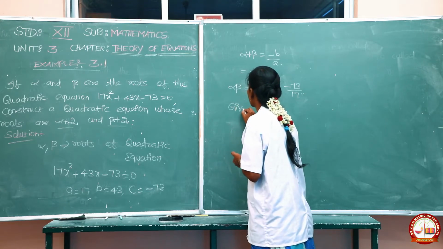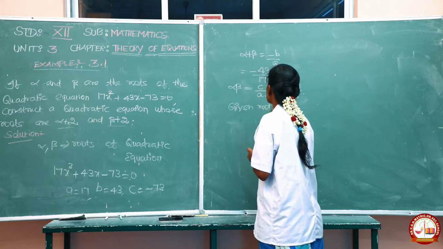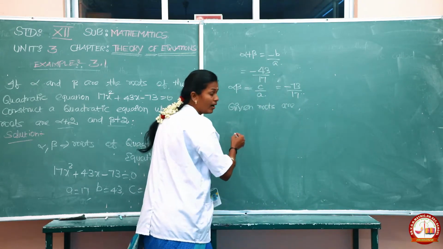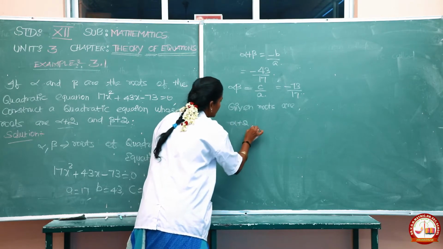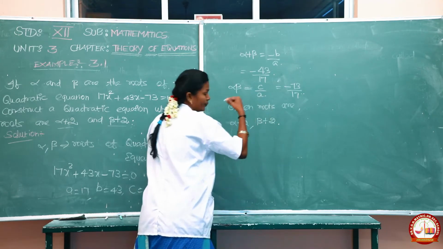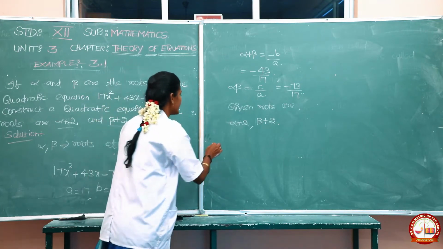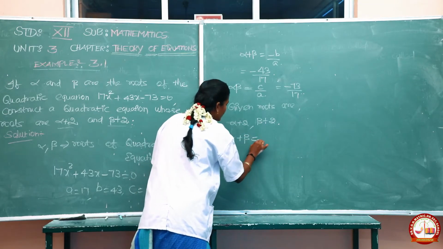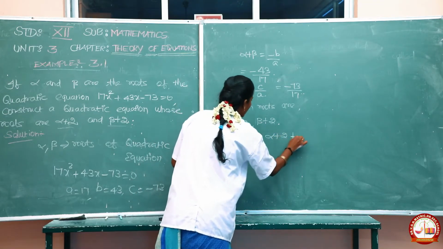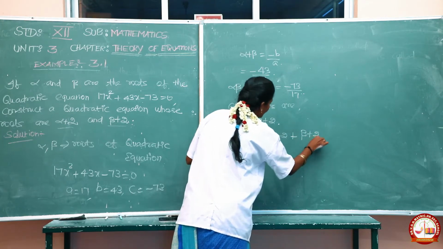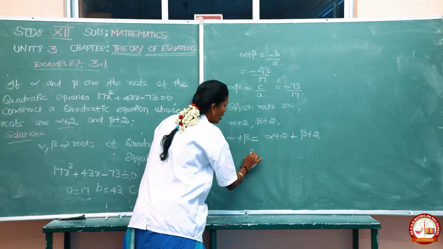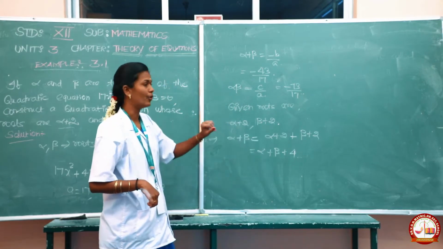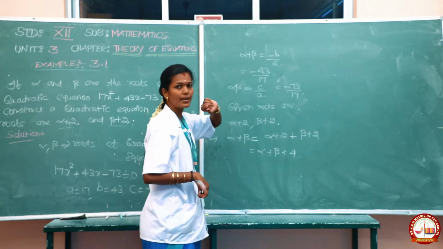Given roots are alpha plus 2 and beta plus 2. Same like, we have to find out the values. Alpha plus beta is equal to alpha plus 2 plus beta plus 2. Add these values, 2 and 2. Alpha plus beta plus 2 plus 2, 4. Already we found the value of alpha plus beta.